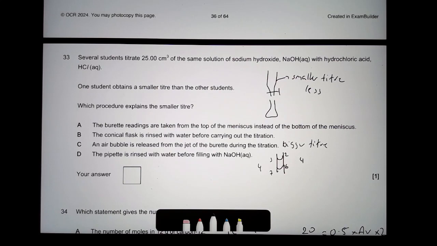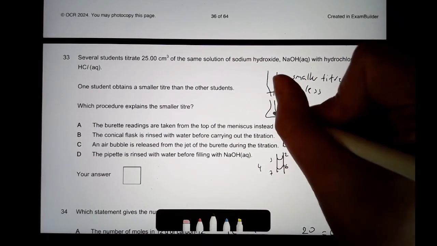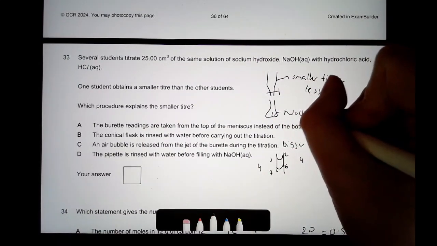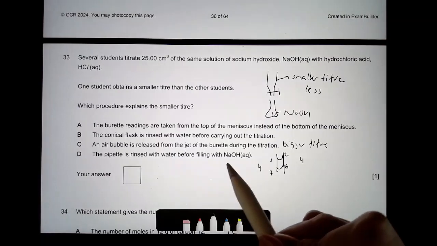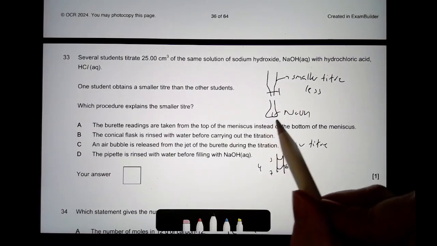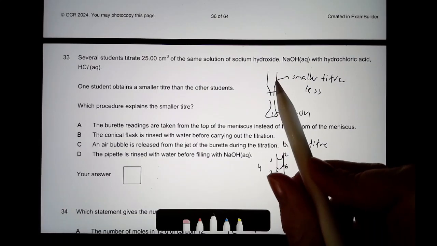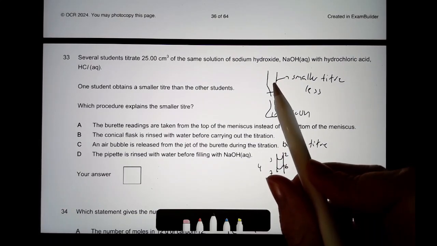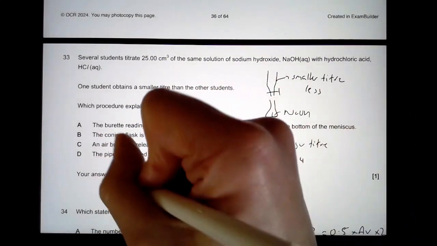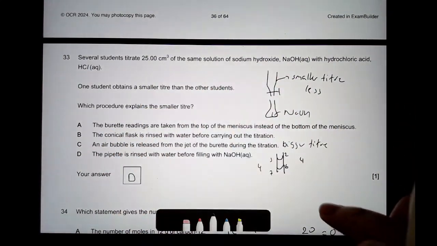But this last one, if the pipette is rinsed with water before filling it with NaOH, you're not adding as much NaOH. The NaOH here is in the conical flask. If you've got water in your pipette, you are not adding as many moles of NaOH as you should be. And if you don't have as much NaOH in the conical flask, you won't be adding as much acid from the burette. So you're going to have a smaller titre.